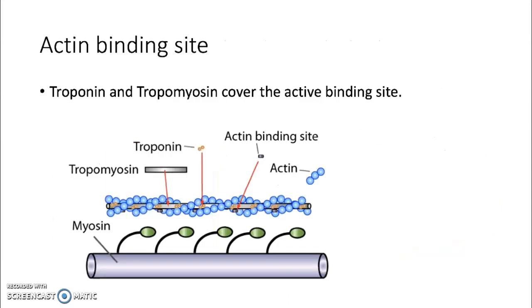Actin binding site. When the muscle isn't contracting, troponin and tropomyosin cover the actin binding site, meaning that the myofibrils, myosin and actin can't connect. However, the calcium removes the troponin and tropomyosin that covered the actin binding site, so the myosin filaments are now able to attach to the actin, which forms a cross bridge.